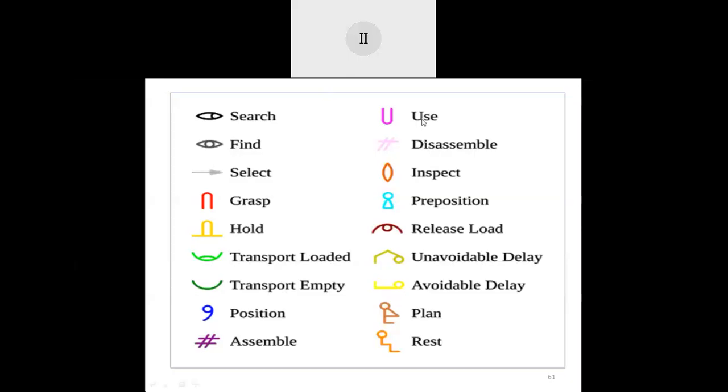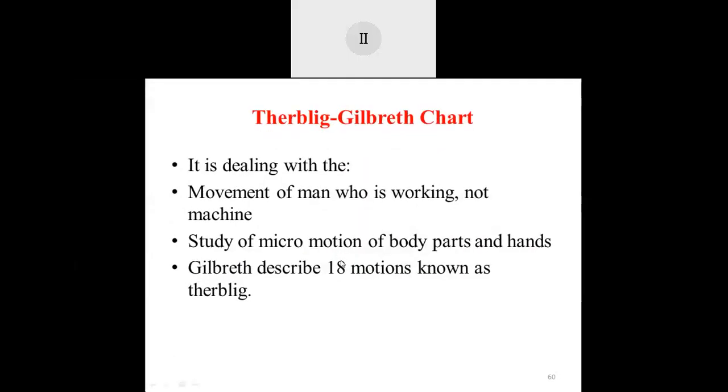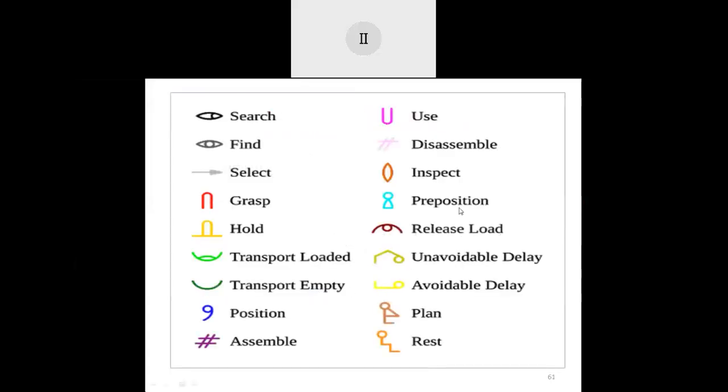Then use, disassemble, inspect, preposition, release load, unavoidable delay and avoidable delay. Some delays may be avoidable and some we may not be able to avoid, so there are two types of delay. Then plan and rest. So these 18 types of motions, or 18 types of purposes, are described by Gilbreth. These 18 motions are known as Therbligs. So remember that if a question comes such as explain different types of Therblig motions or Therblig movements, you need to explain these 18 types of purposes or activities.